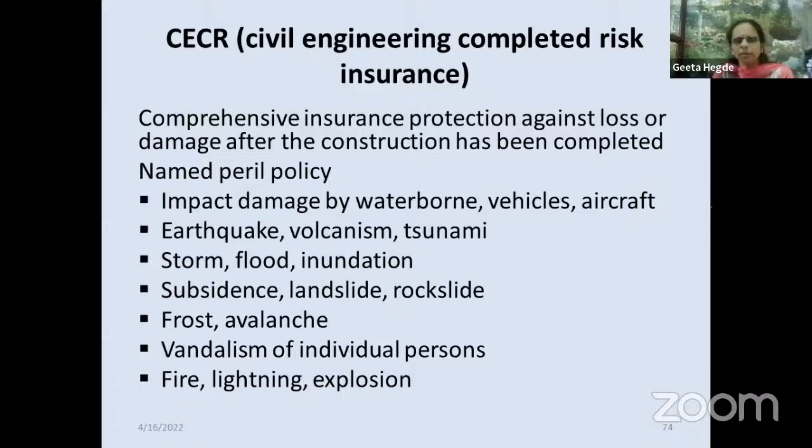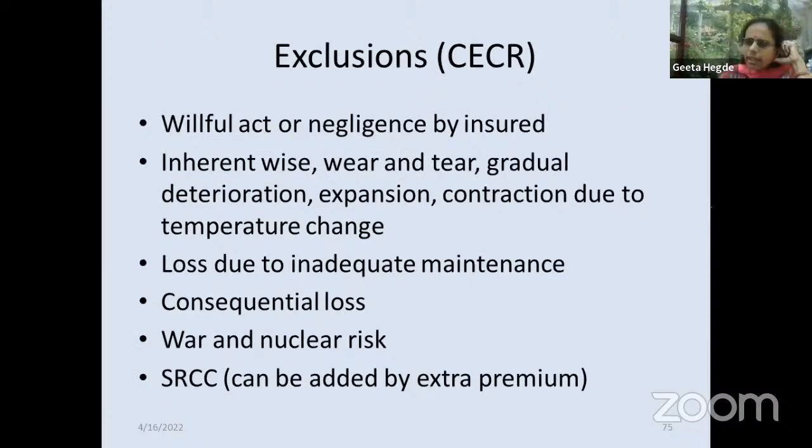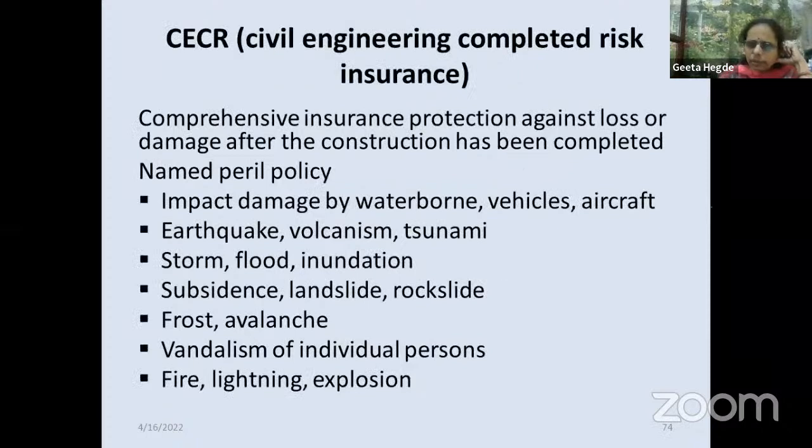CECR, these policies we are not issuing, but you have to just see in brief for the exam purpose. Civil engineering completed risk insurance. Comprehensive insurance protection against loss or damage after the construction has been completed. It's a named peril policy. Impact by waterborne vessels, aircraft, earthquake, storm, flood. So all fire perils and earthquake, storm, frost, avalanche, vandalism, because we don't cover these perils under our fire policies. This is there in the tariff, but these policies are not issued.